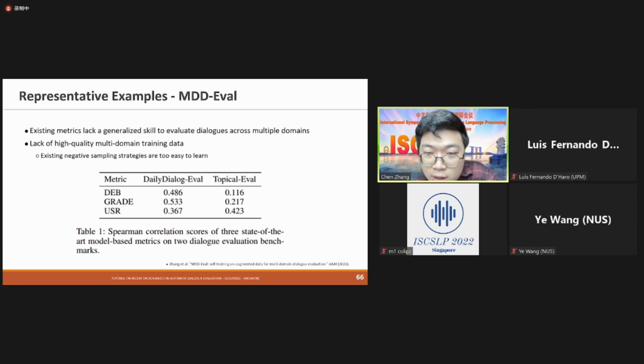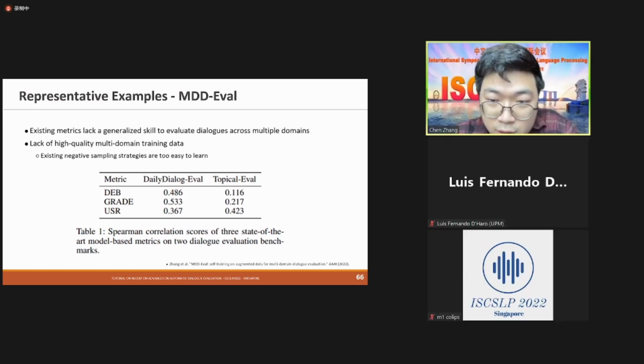As we can see here, the DEB and the GRADE metrics, which are trained on the daily dialogue domain, generally perform well on daily dialogue benchmarks. But USR, which is trained on the topical chat domain, performs well only on topical chat benchmarks. So we want to design a metric that works well across different datasets or different domains. So how do we do that?